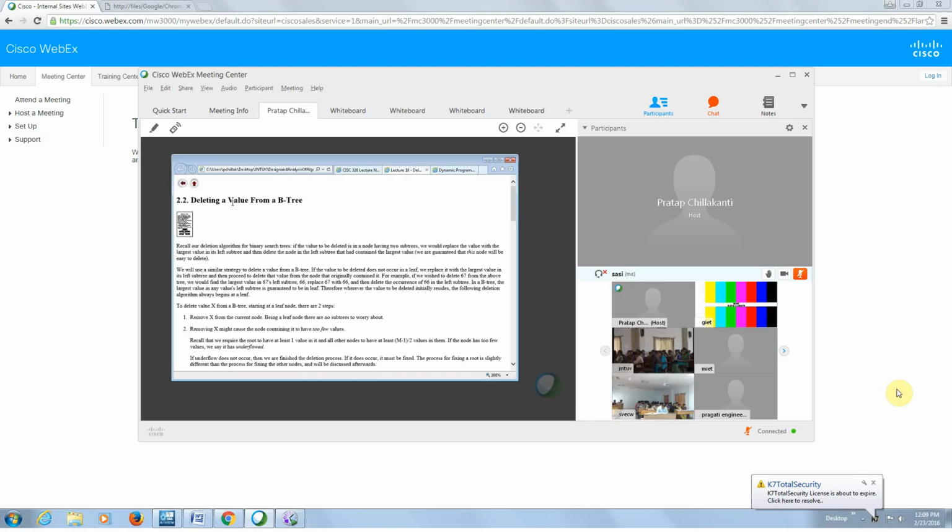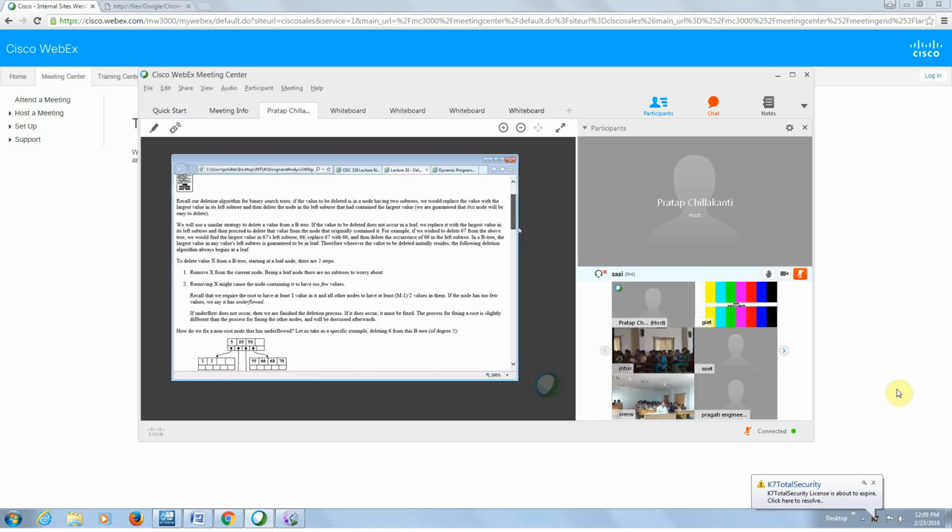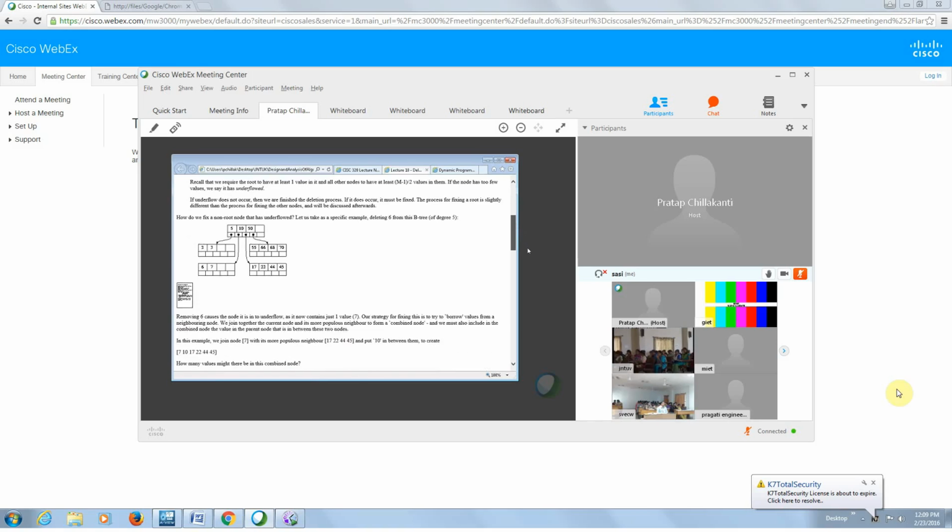This is again a very legitimate question, deleting and inserting values in a B tree. Okay. If I were you, I would pay close attention to the notes that I posted there and review that. Okay.